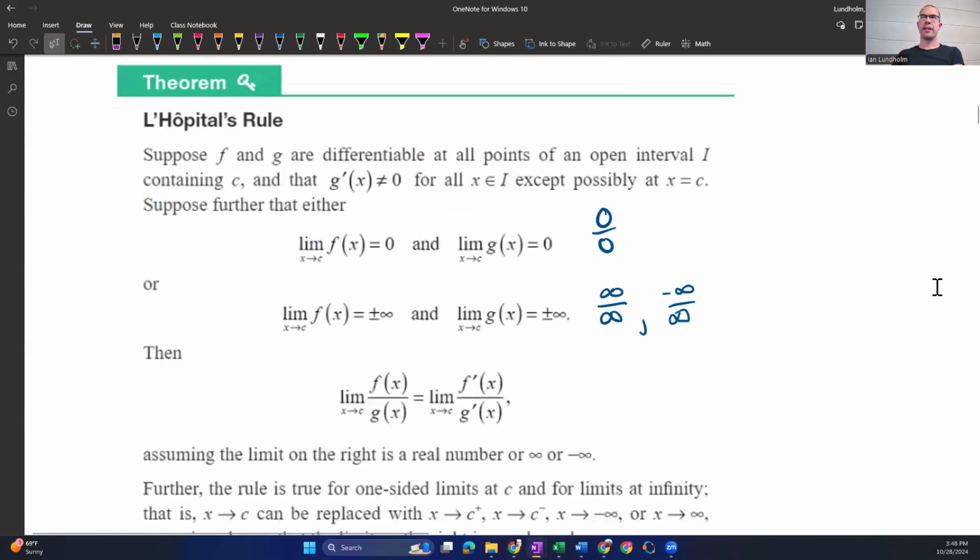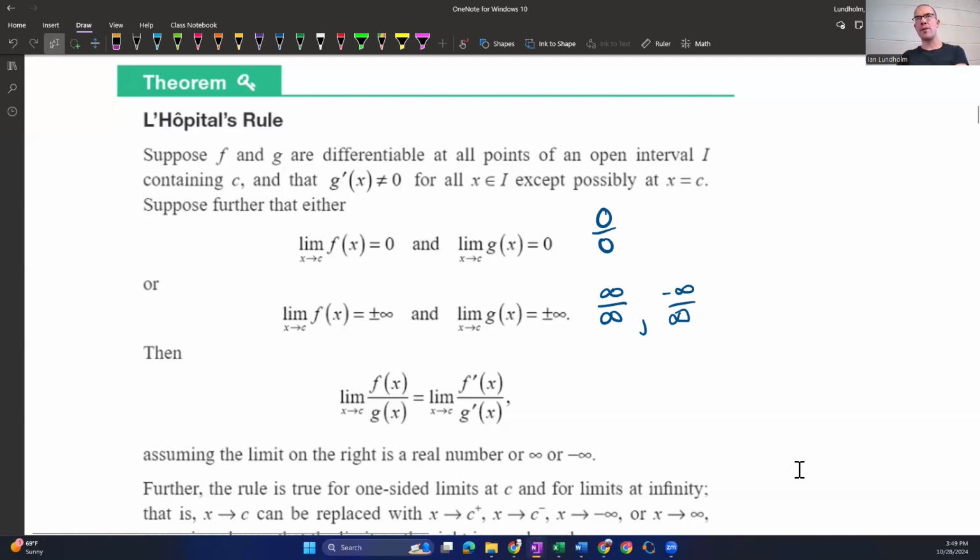All right, so here is L'Hopital's rule spelled out as a theorem. These are criteria that we'd want to meet to be able to use L'Hopital's rule. We want both of the functions that we're using to be differentiable at all points in an open interval around the point of interest, c, where we're approaching. And we want the derivative of g to be non-zero, except possibly at that specific point. And it might be that point because we need it to be an indeterminate form.